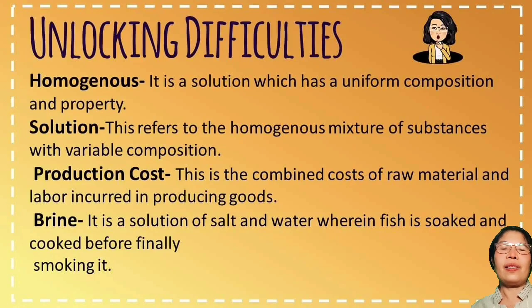Let us unlock some difficult words. 1. Homogeneous. It is a solution which has a uniform composition and property. Another is solution. This refers to the homogeneous mixtures of substances with variable composition. Another word is production cost. This is the combined cost of raw materials and labor incurred in producing goods.